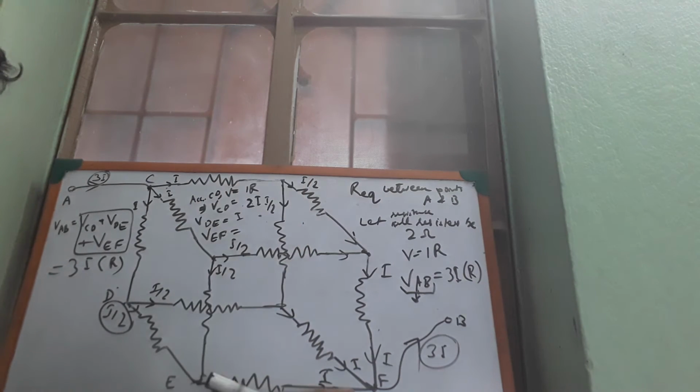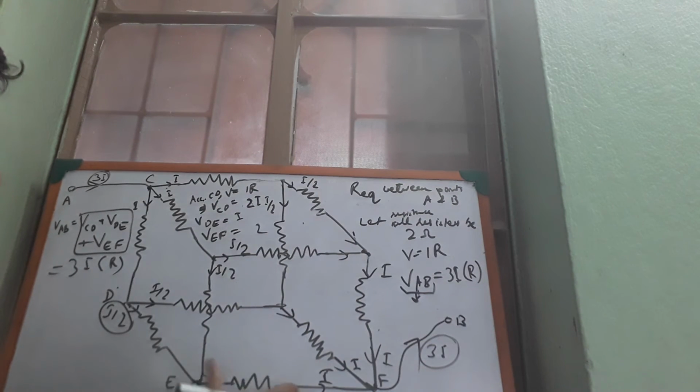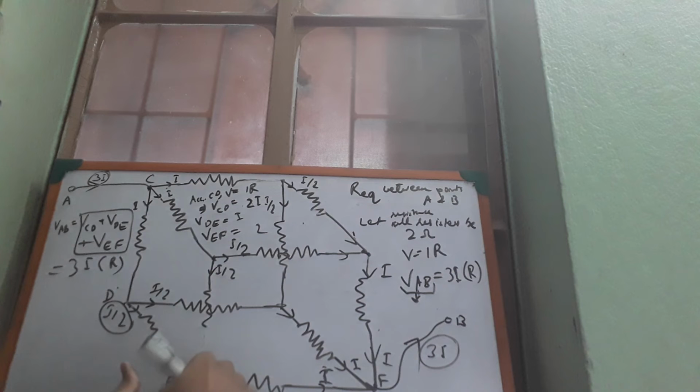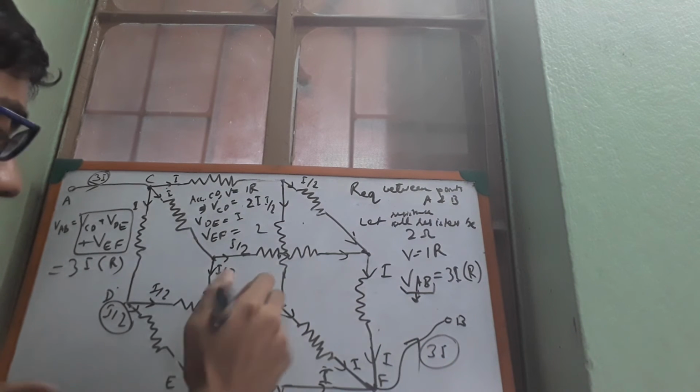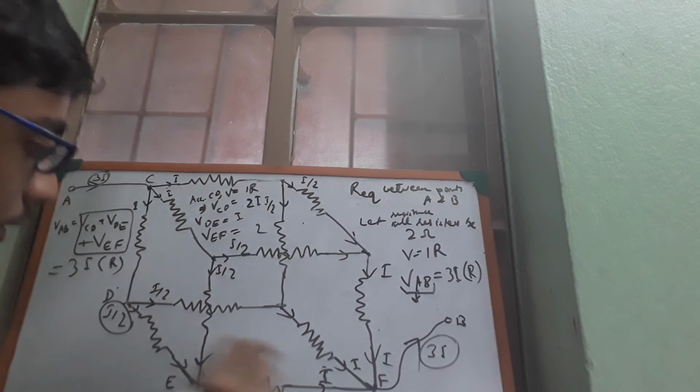VEF is again, this resistor will remain 2, R is 2 again, all the resistances are 2 ohm. And what is the current here? You see, the current here is actually I, because the currents from two paths, I by 2 each, are combining at this point, and then the current becomes I. So that's why the current here is I.